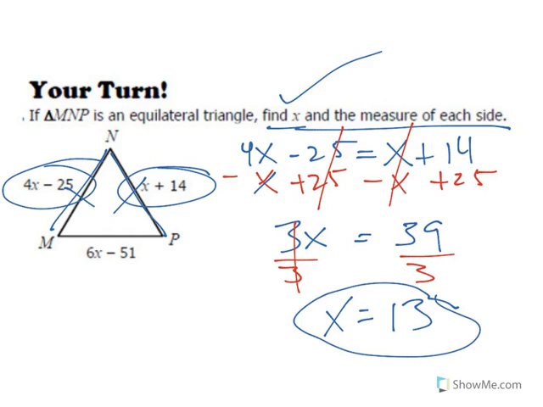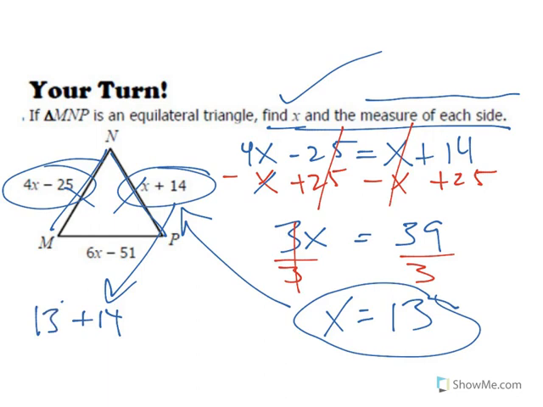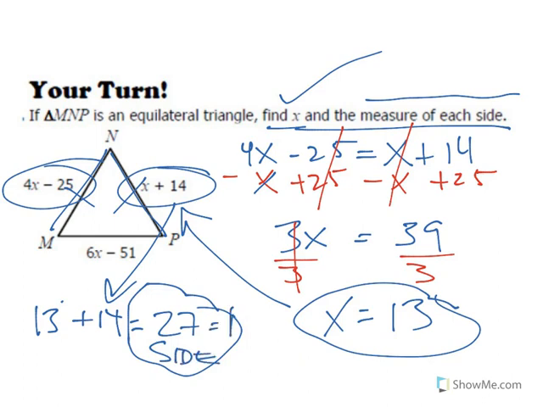Now, we got the x part. Now we need to find the measure of each side here. It doesn't matter which side you substitute into, but I'll just go ahead and use this one here. So let's say x plus 14. Instead of x, I'm going to substitute the value of 13. So each side must equal 27. Okay, and I'll write the word side. And I could even say NP equals MP, and equals MN. So you may see it written that way as well.